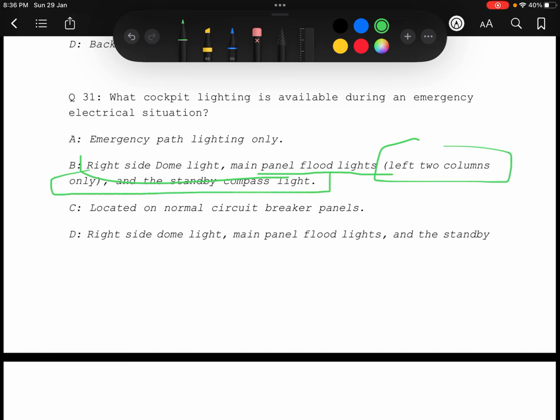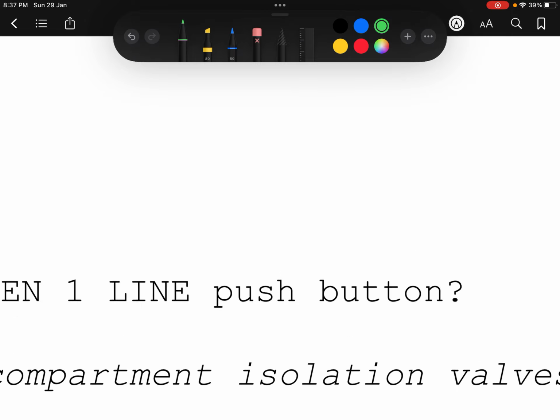What is the function of the Gen 1 line push button? So what is the main function of Gen 1 line? When we press this Gen 1 line push button, it removes generator 1 from all buses, right? When selected off, generator 1 is removed from all buses but continues to power the one fuel pump in each wing. So what's the logic behind it? I know it will take a little time, but we'll explain it here only.